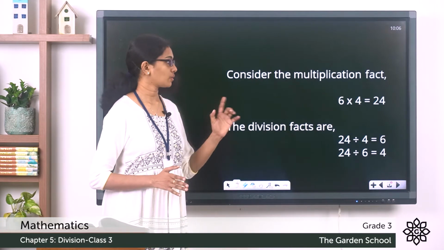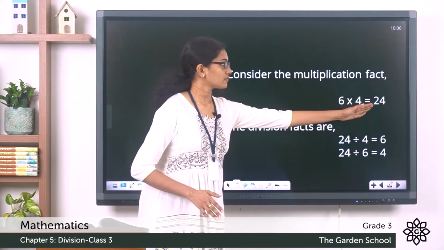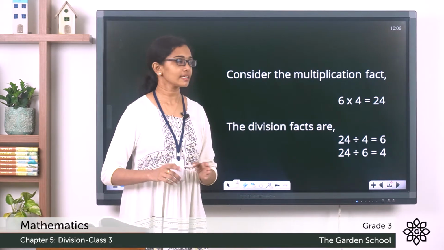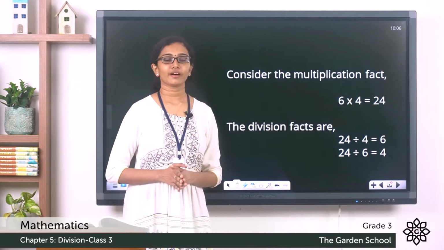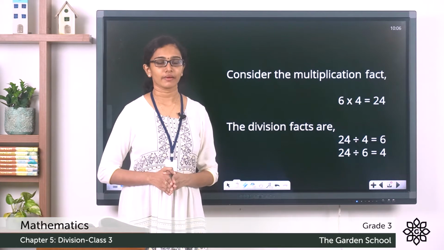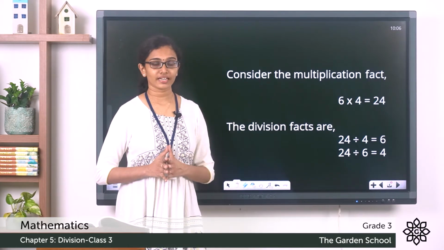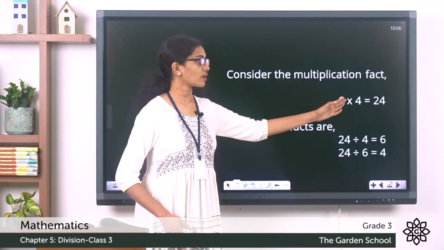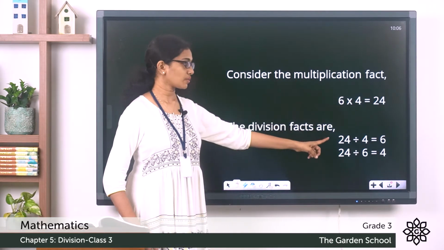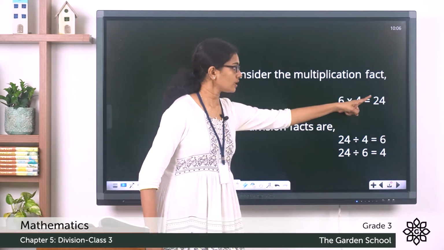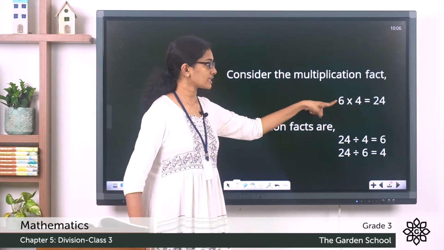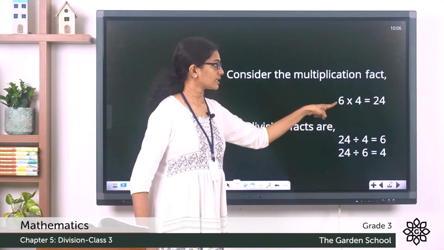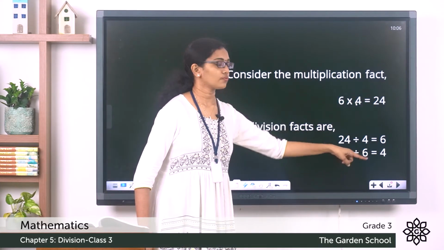So, from this multiplication fact, 6 into 4 is equal to 24, we can write two division facts. Why? Because 24 can be completely divided by 6 without any remainder, and 24 can be completely divided by 4 without any remainder. So let's see how we can write the division facts. From the multiplication fact 6 into 4 is equal to 24, you can write the division fact 24 divided by 4 is equal to 6, and 24 divided by 6 is equal to 4.